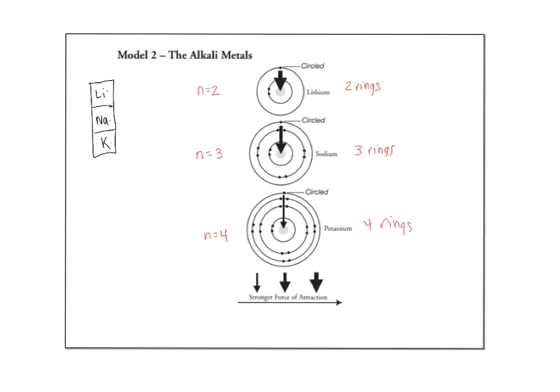Okay, as we look, there are more rings for potassium, so as the number of rings, or the quantum number, increases, what happens to the force of attraction, which is Coulombic?